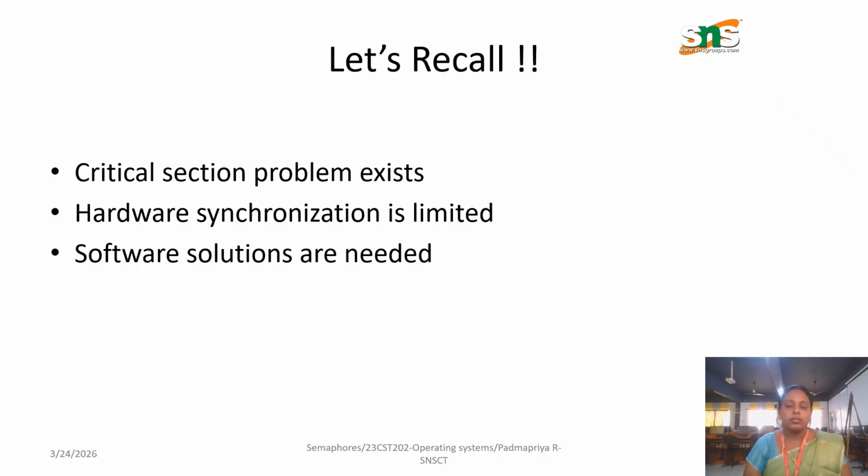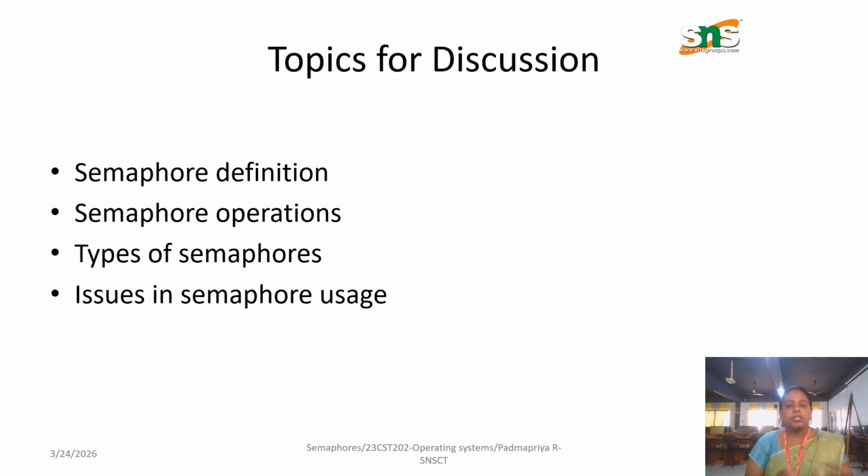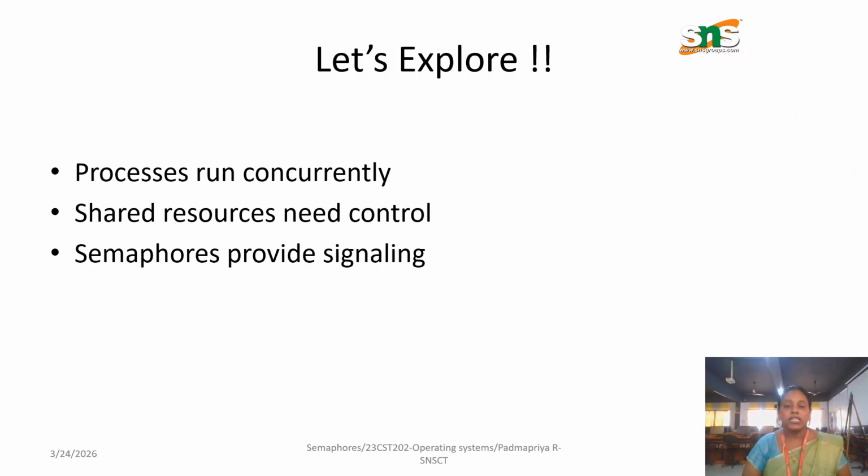In the last session we saw the critical section problem, how it exists, and that hardware synchronization is limited due to the critical section problem, so software solutions are needed. The topics for discussion in this session are semaphore definition, semaphore operations, types of semaphores, and issues in semaphore usage.